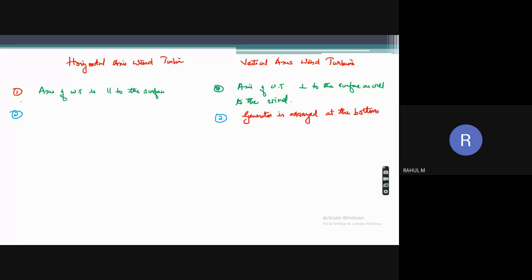The bottom. So at the same time, for the horizontal axis, the generator is at around 10 to 20 meter height.